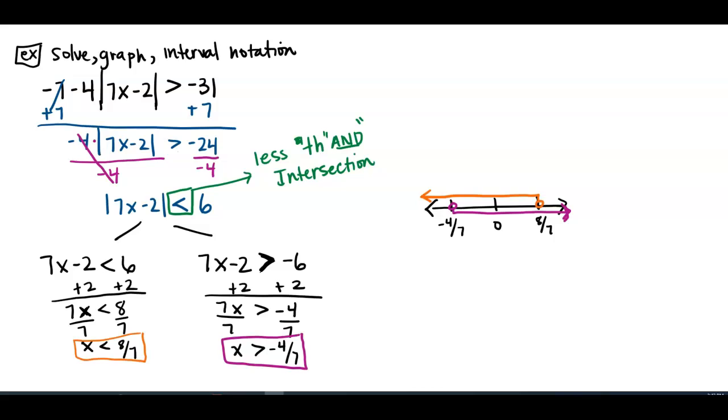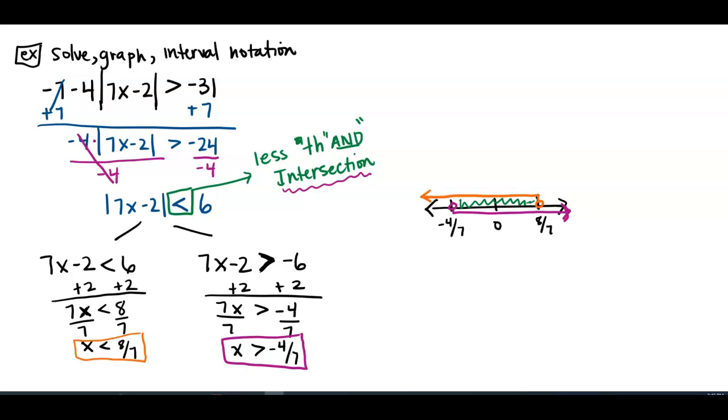All right, so when you graph these, we see that we want everything smaller than 8/7 and everything bigger than -4/7. And we want the intersection, which means we want to know the parts that overlap each other. And that's going to be the stuff in between, here.